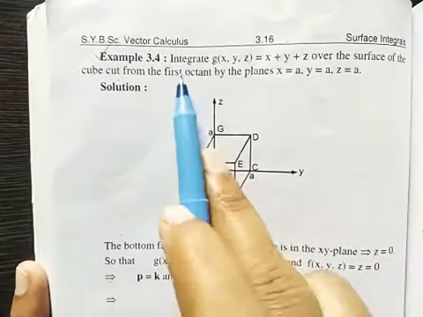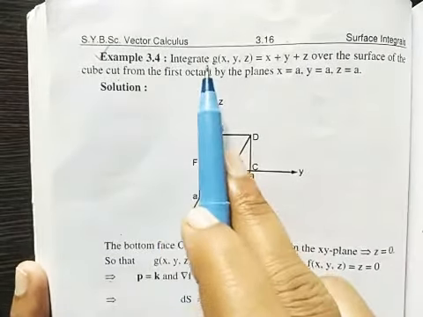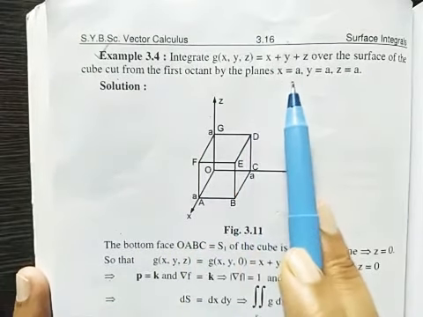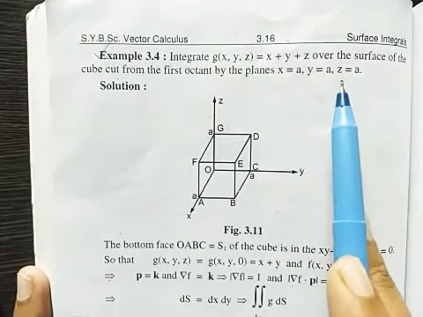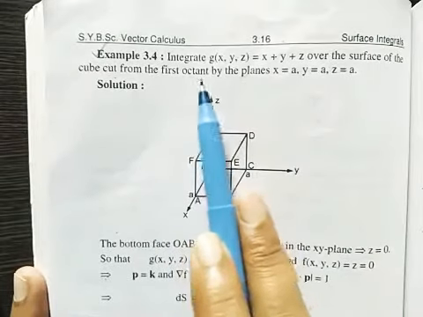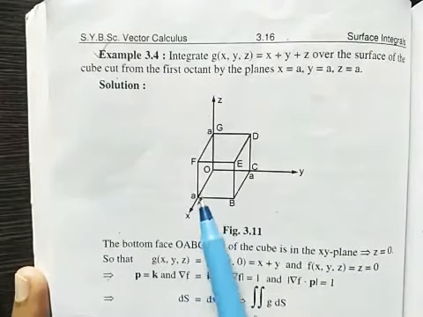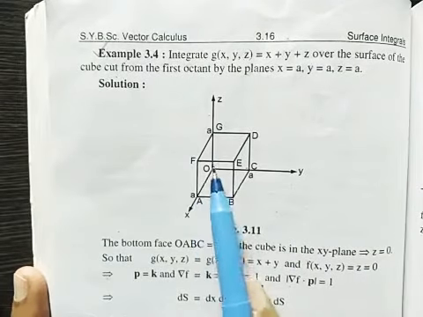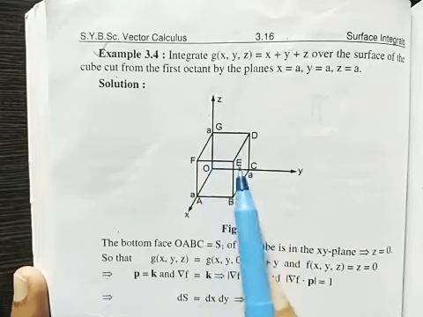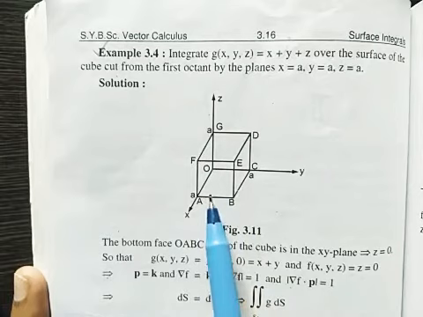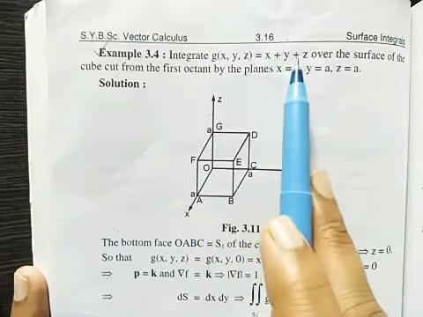Now let us solve some more examples. Example: integrate g of x, y, z equal to x plus y plus z over the surface of the cube cut from the first octant by the planes x is equal to a, y is equal to a, z is equal to a. The cube is cut in the first octant by which planes? This is the x axis, y axis, z axis. This is point A, with x is equal to a, y is equal to a, z is equal to a. We form the cube. We have to find the surface integral for the function g of x, y, z equal to x plus y plus z.